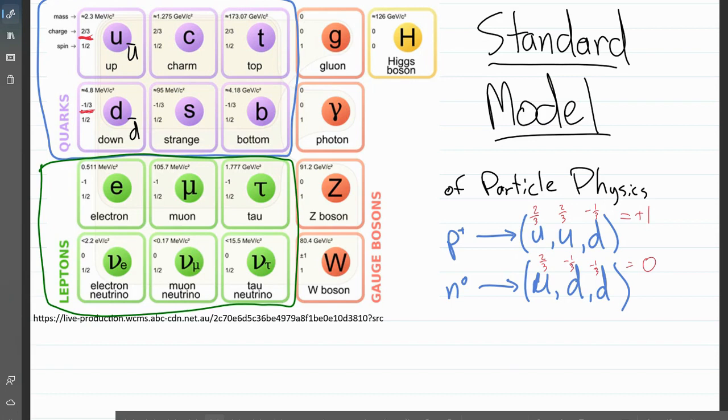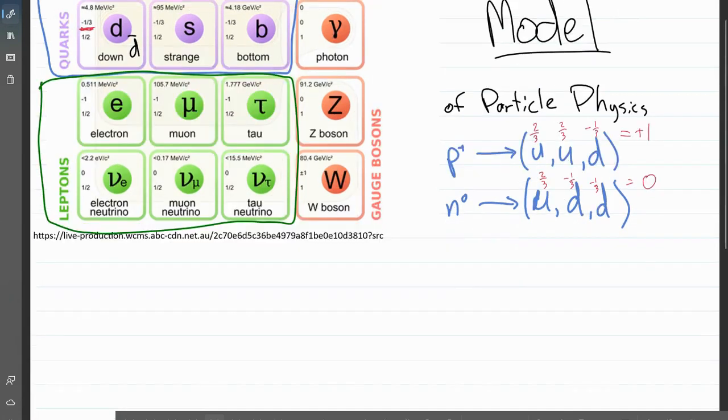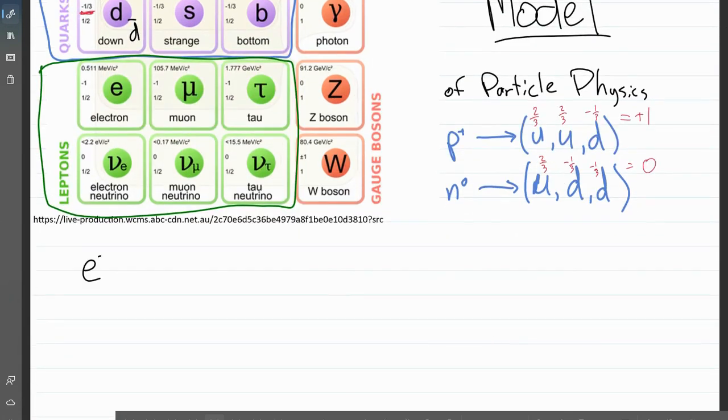But this standard model of particle physics lists just all of the initial particles, but every single one of these in the quarks and in the leptons area has its own antiparticle. So an electron is an electron with a charge of -1. Its antiparticle is a positron, an electron with a charge of +1. You can have a muon, and that's got a -1. Its antiparticle would be a positive muon.